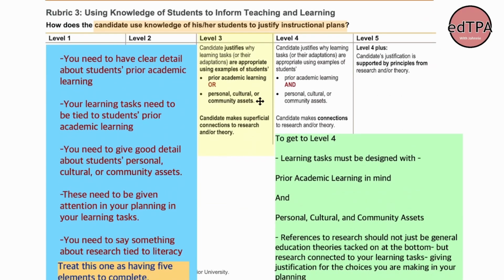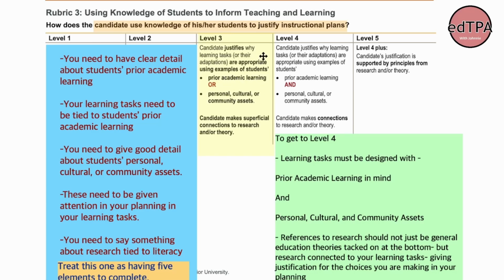And this is rubric 3. Using knowledge of students to inform teaching and learning. How does the candidate use knowledge of his or her students to justify instructional plans? This is all going to be about prior academic learning and assets.